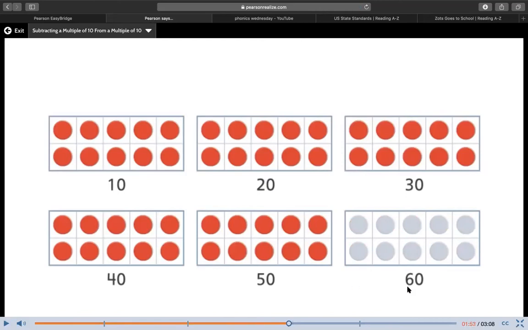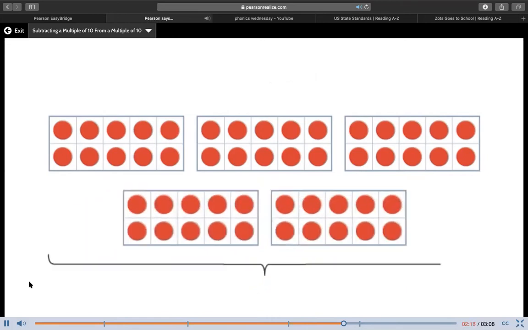Okay, so 6 groups of 10. We took away 1 group of 10. How many dots, or how many groups of 10, are left? Tamika thought if you take away 1 10 frame, 5 10 frames are left. So she counted 10, 20, 30, 40, 50. Isabel said if you take 10 away from 60, you get 50. 60 dots take away 10 dots leaves 50 dots. 60 minus 10 equals 50. Now there are 50 dots.